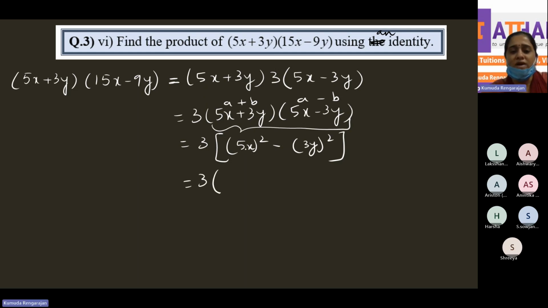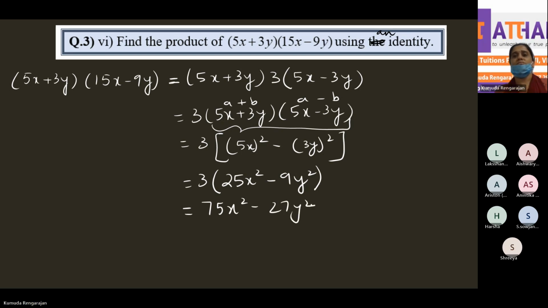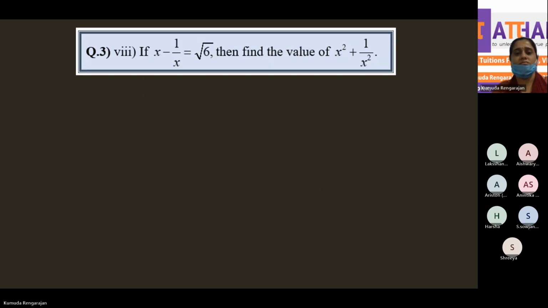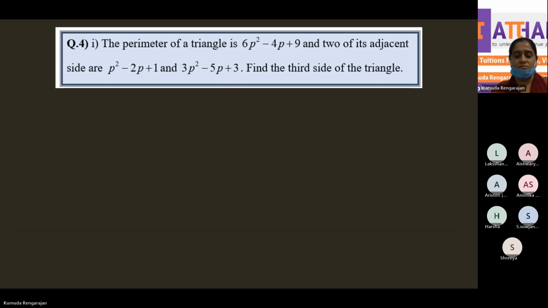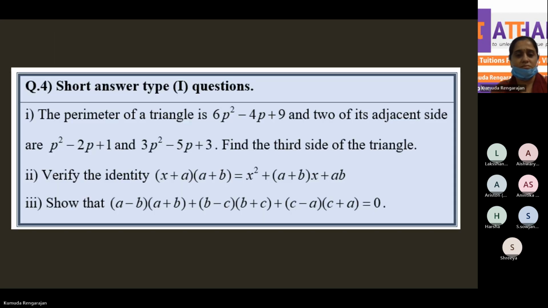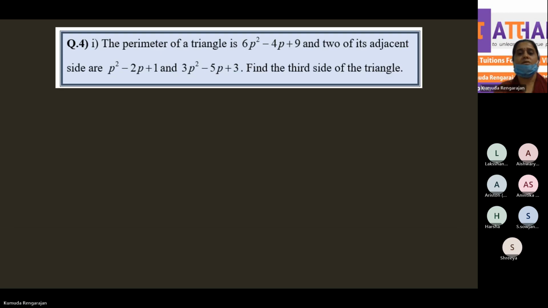Now work on this one. 3 open bracket, 5x into 5x, 25x square, minus 3y into 3y, 9y square. You can leave it here, or you can go one step ahead and multiply: 75x square minus 27y square. This is the answer. Yeah, do this one.